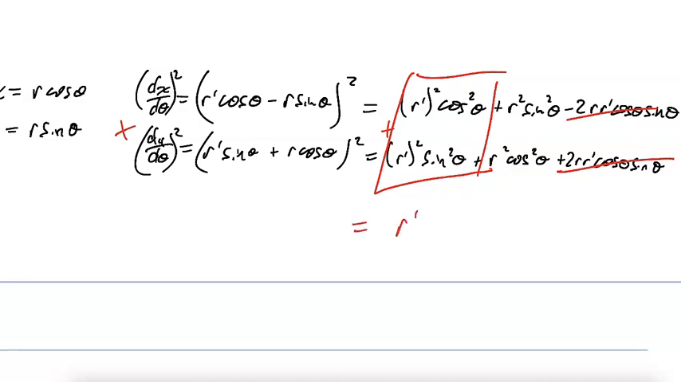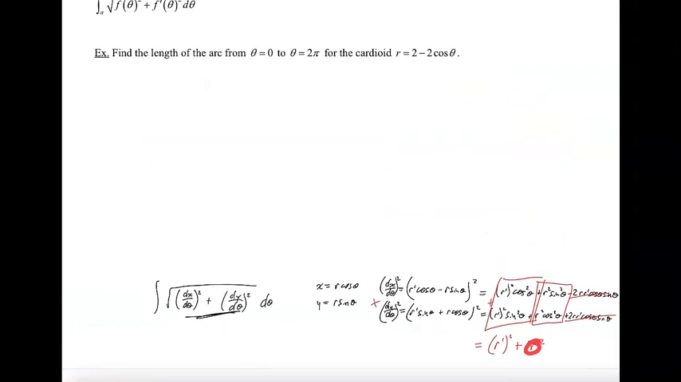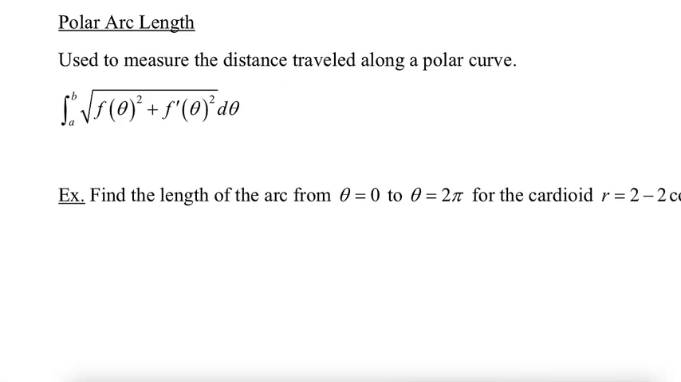So that would just become r prime squared plus, same deal with the r squared. If I factor out the r squared, that becomes sine squared plus cosine squared. So this can become r squared. So that dx d theta squared plus dy d theta squared can be simplified to dr d theta squared plus the radius squared, which is how we come about this formula right here to measure the polar arc length for distance travel. So from A to B, the square root of r squared plus r prime squared d theta.